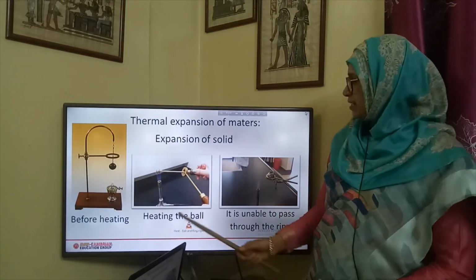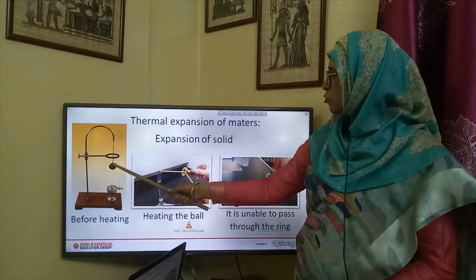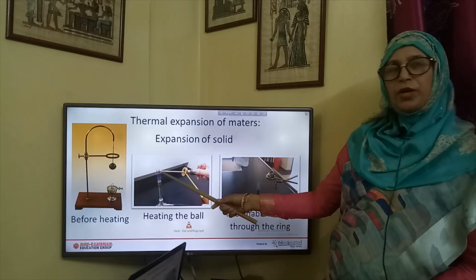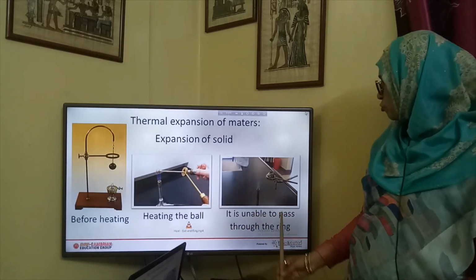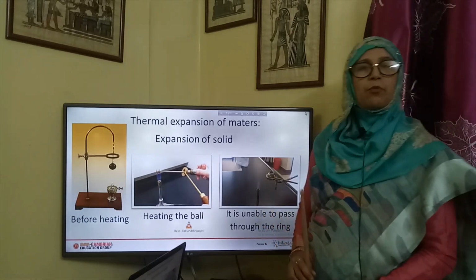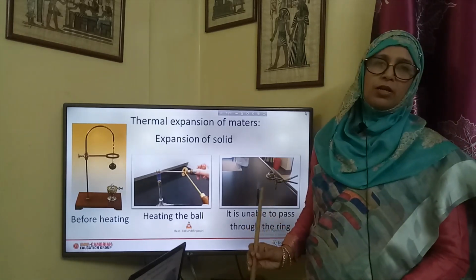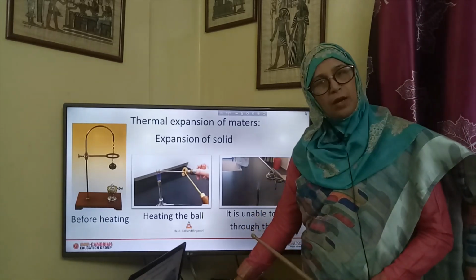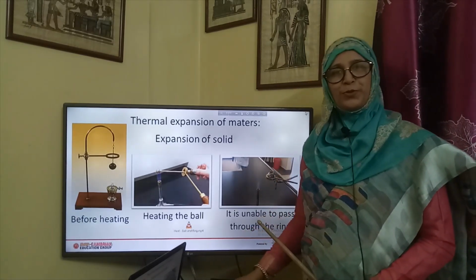So what we will see: before heating, the metallic ball easily passes through the ring, but when the ball is heated, it is unable to pass through the ring, because due to the application of heat, this metallic ball will expand, and that's why it does not pass through the ring; it will be stuck. So you learn that solid substances expand due to heat.